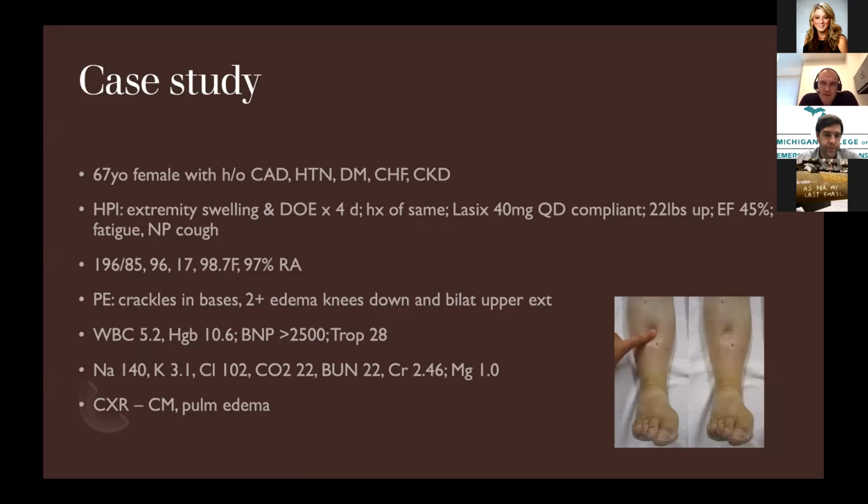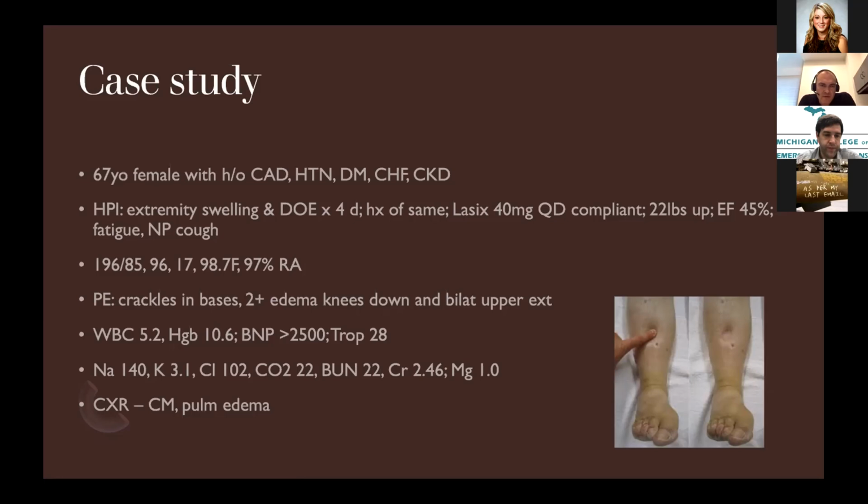Her last ejection fraction was 45%, and she really felt tired and had a non-productive cough. As you can see, her blood pressure's up, but the rest of her vital signs look pretty good. Physical exam basically showed that she had the fluid both in her lungs as well as her extremities.